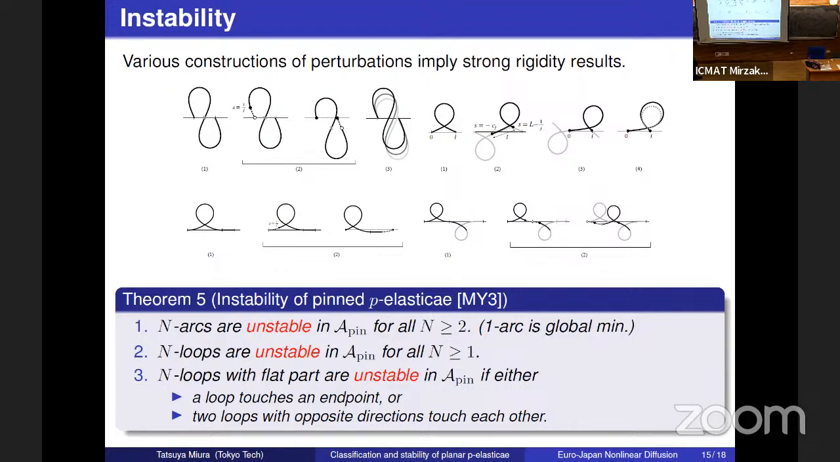And this method actually partly works for loops with flat paths. This flat path case is a little bit difficult in view of stability. But anyway, a part of those curves are also unstable by using this method. For example, if one loop touches at the endpoint, then it is unstable. And also, if there are two loops with opposite sign touching each other, then this critical point is again unstable in this problem.